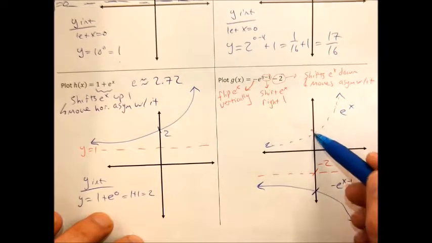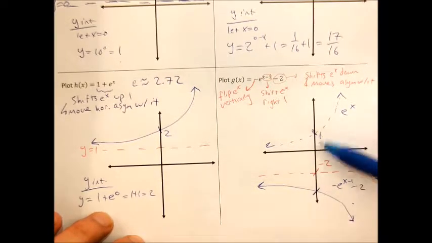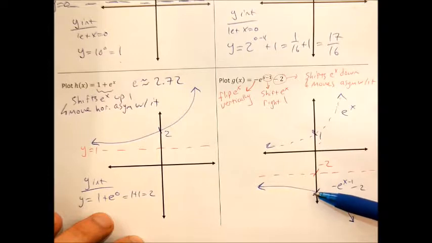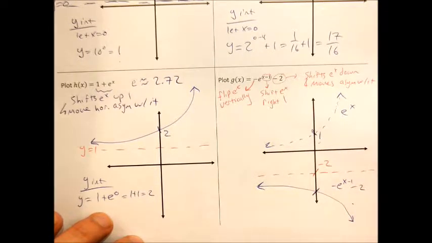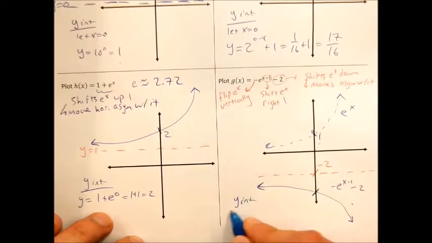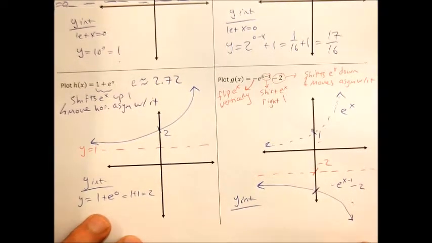Because it used to be at 1. And so if we just flipped it upside down and then moved it down 2, it would be at 3. But moving it to the right is making it so that it's not at 3 anymore. So let's show what the y-intercept is, and that'll kind of prove we moved it.